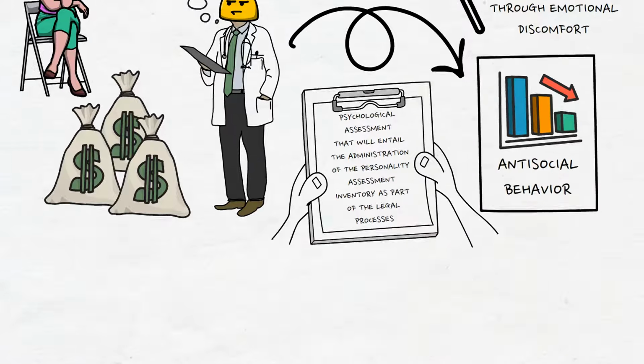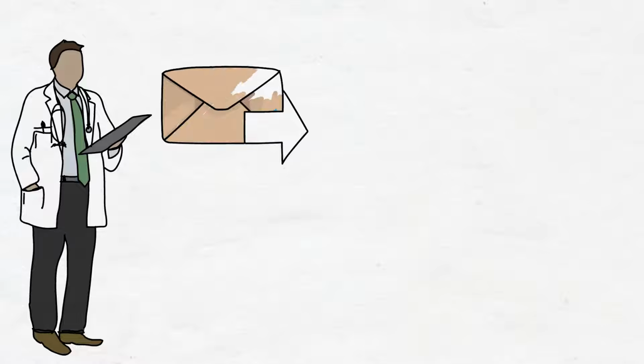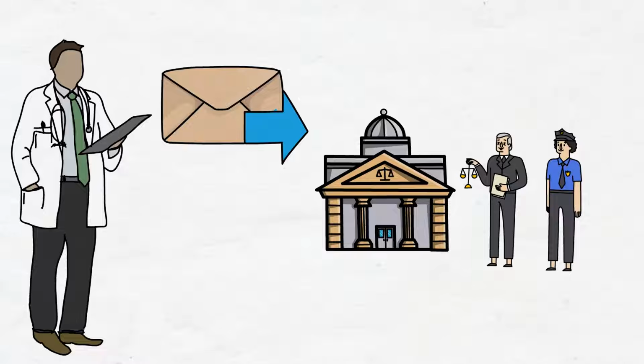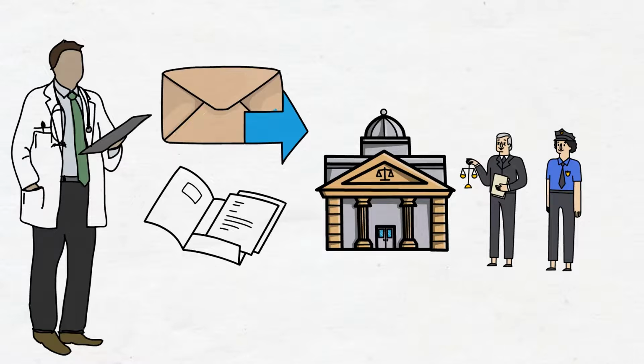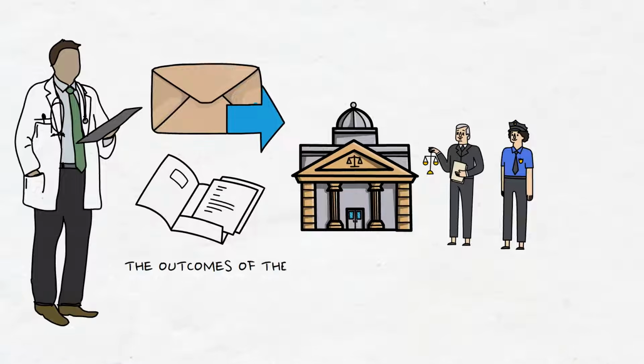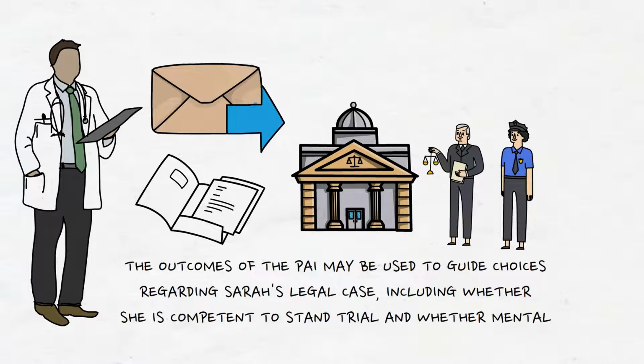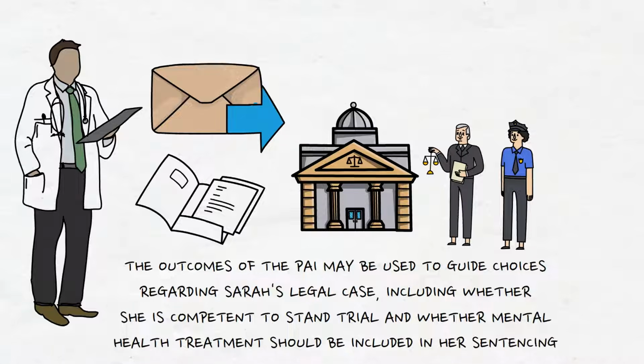psychologist. The psychologist gives the court and other pertinent parties, which may include Sarah's defense lawyer and the prosecution, an in-depth account of the evaluation. The outcomes of the PAI may be used to guide choices regarding Sarah's legal case, including whether she is competent to stand trial and whether mental health treatment should be included in her sentencing.